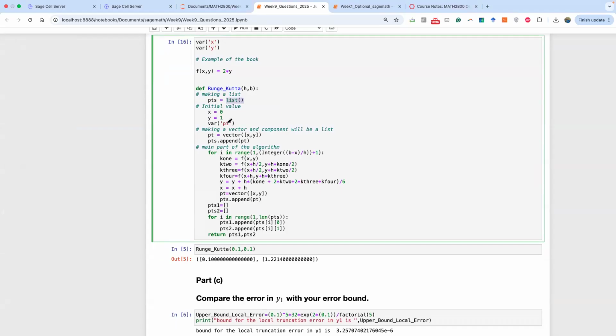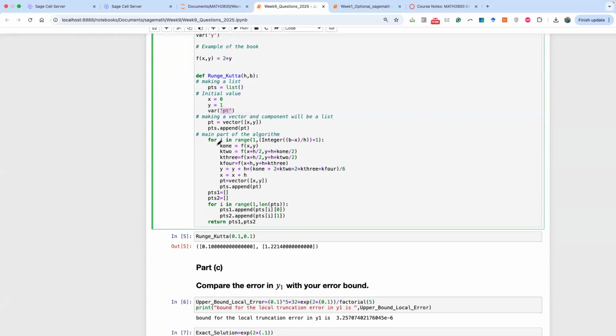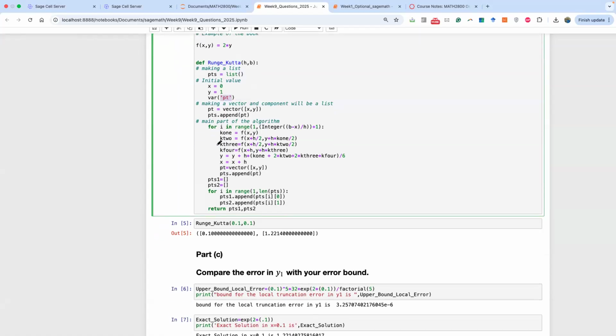So PT is a variable point, and every point on the plane has got X and Y. And we will put those points inside the list of the points. So the list of the points is defined here. It's empty at first, and we will do it again. Okay. All right. So again, the same thing.